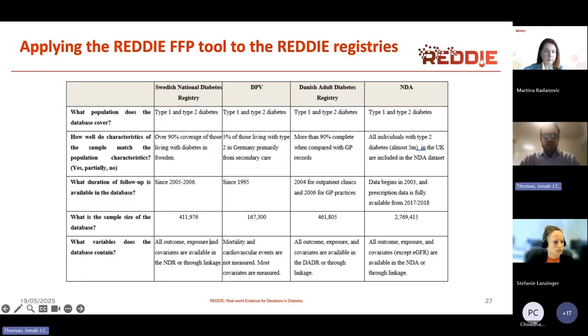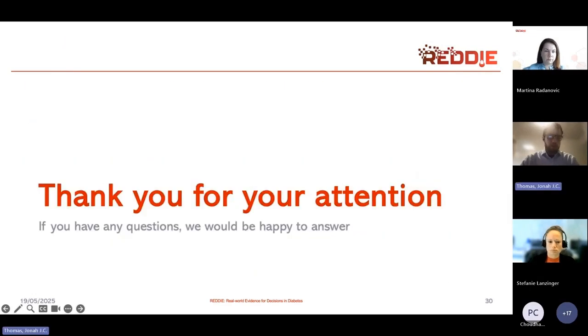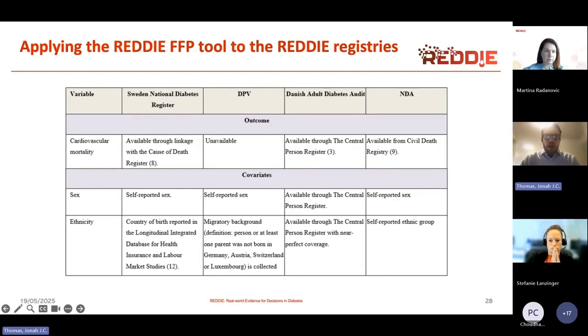And once we have all this data, we can then go through, and we can start to look at, are our outcomes present? Are our covariates present? What are the differences between these databases? And by asking those 4 questions at the end, we can see which database may be most suitable to answer our research question.